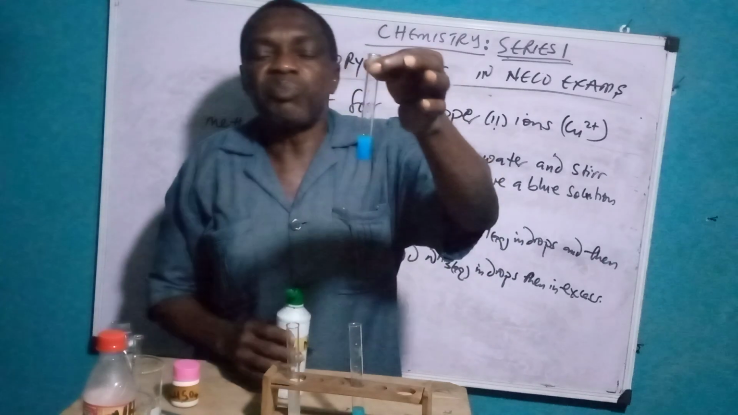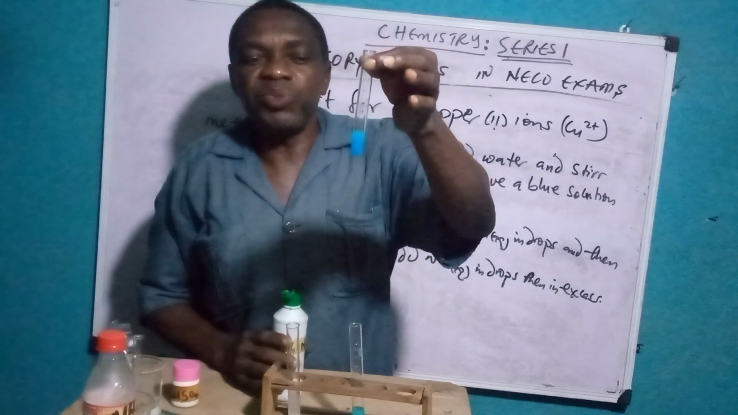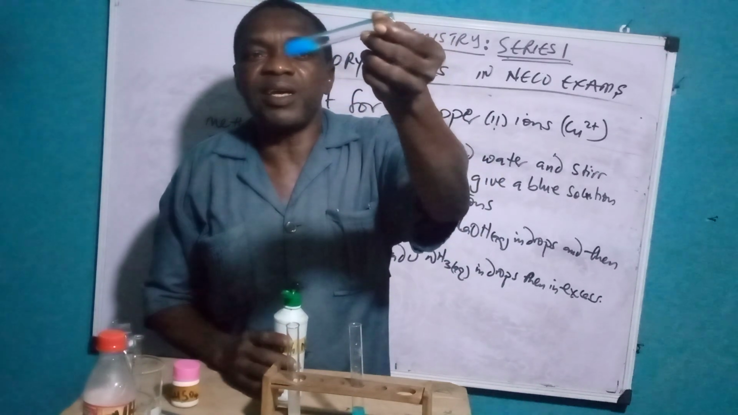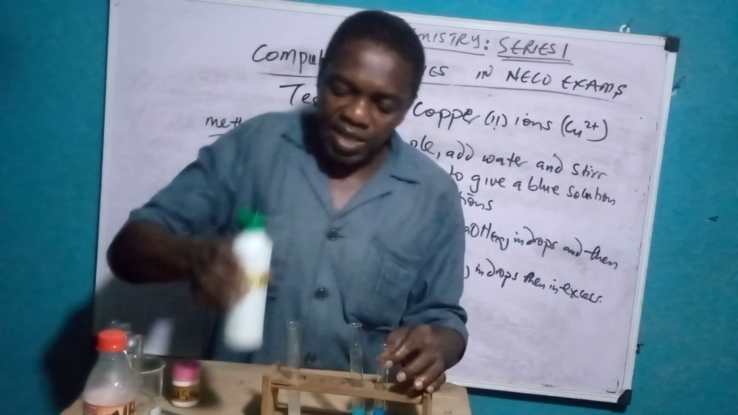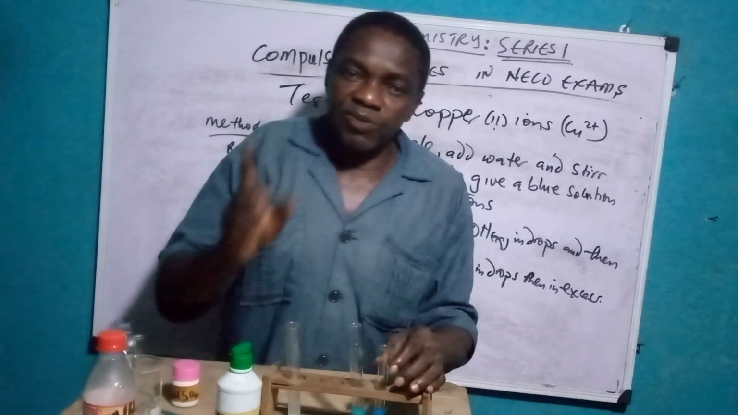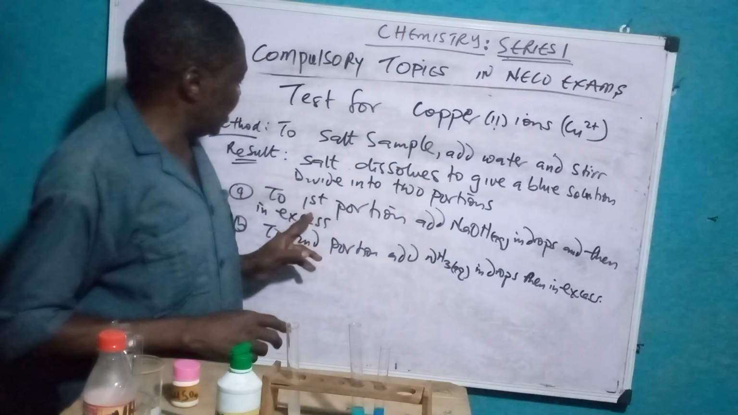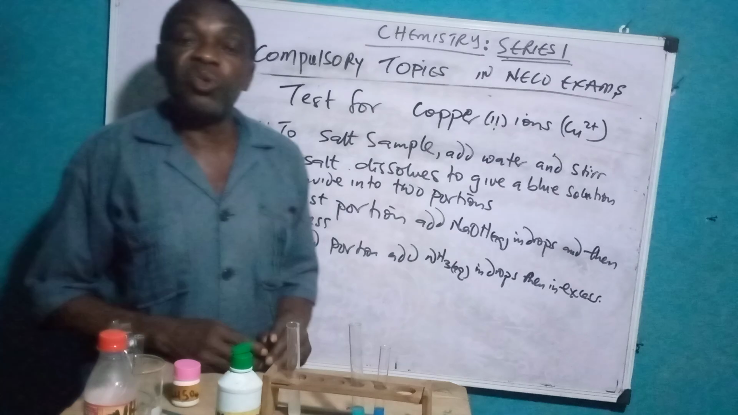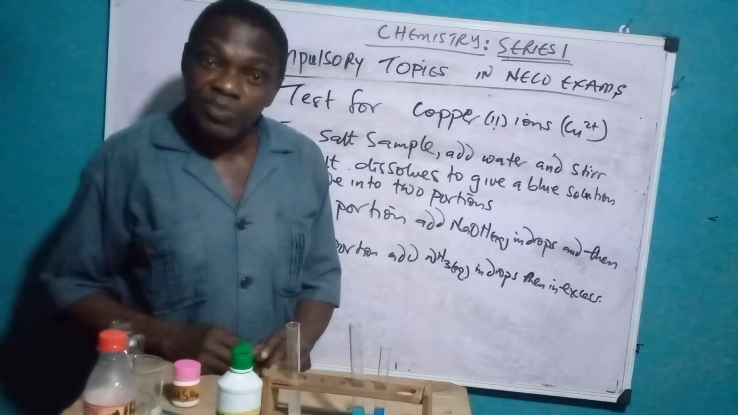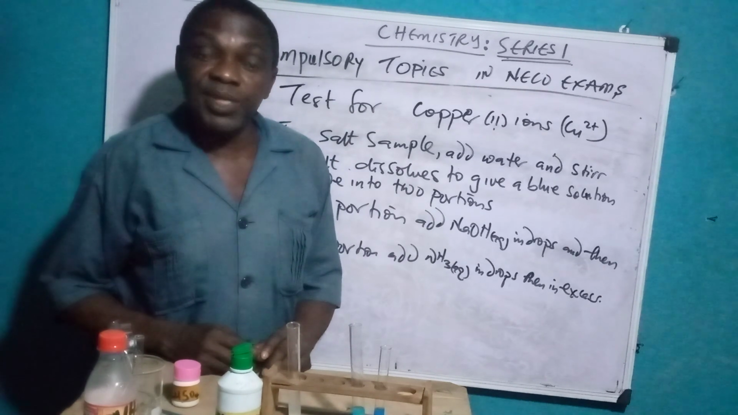You see it, blue precipitate, insoluble in excess. Look at it, still a thick layer. Blue precipitate in drops, insoluble in excess. So that is what we have for sodium hydroxide. Don't forget, first portion, add sodium hydroxide in drops and then in excess. You have blue precipitate in drops, comma, insoluble in excess.